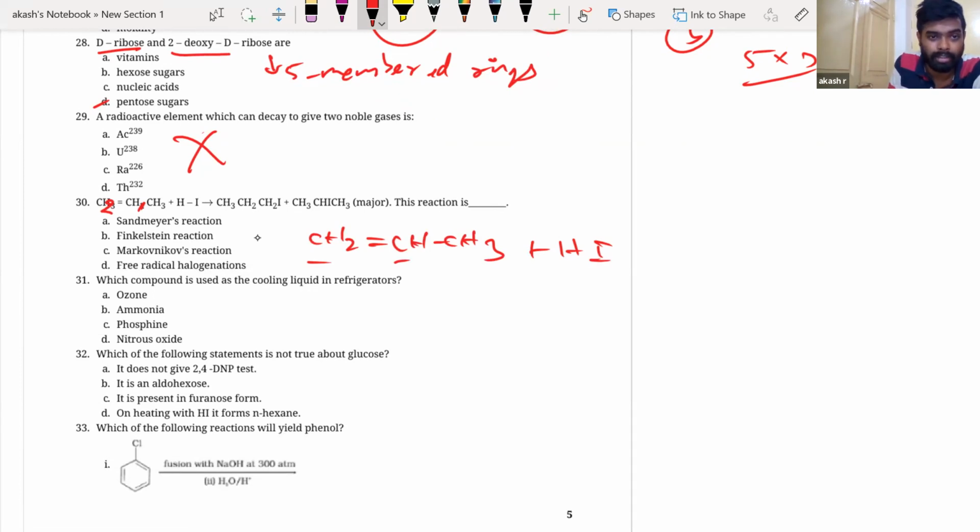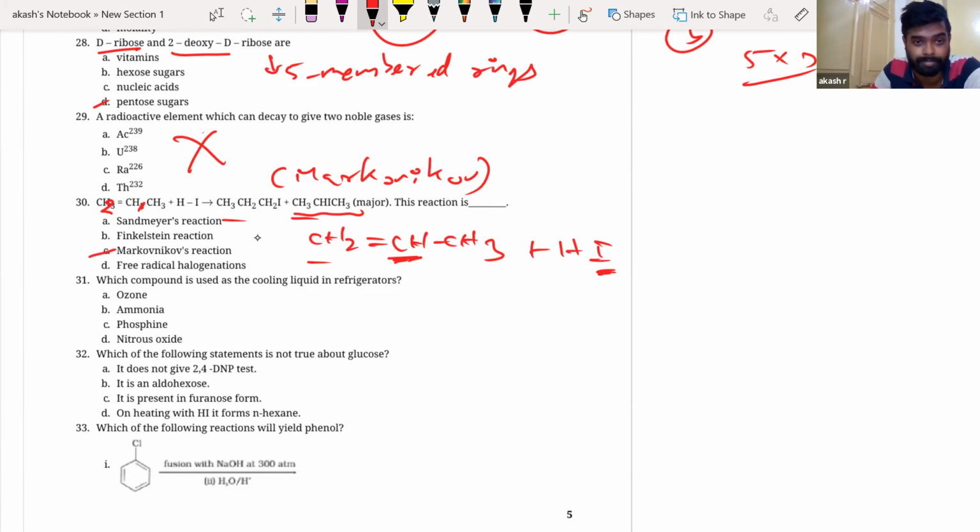I will give you this particular compound and this particular compound. Now this is an addition reaction, people. So Markovnikov's rule. What is the final product? Which is the major one? This one. The iodine has to go to the more substituted carbon atom. In this case it is this carbon. That is why you see that CHI-CH3 is the major product. The answer is right there. The reaction is Markovnikov's reaction. The most probable answer in this case is Markovnikov's reaction because it is an addition reaction.